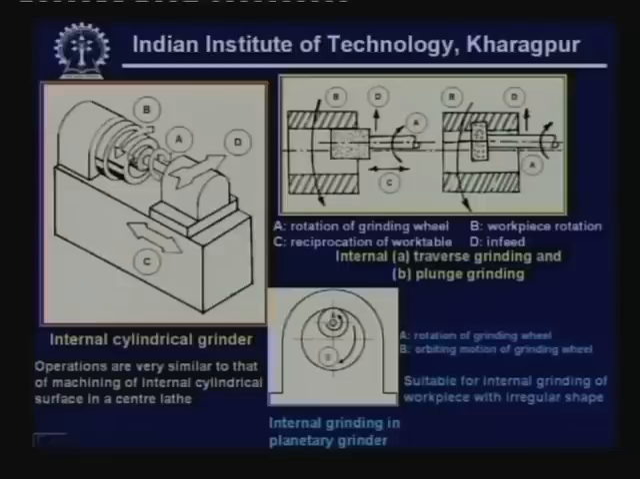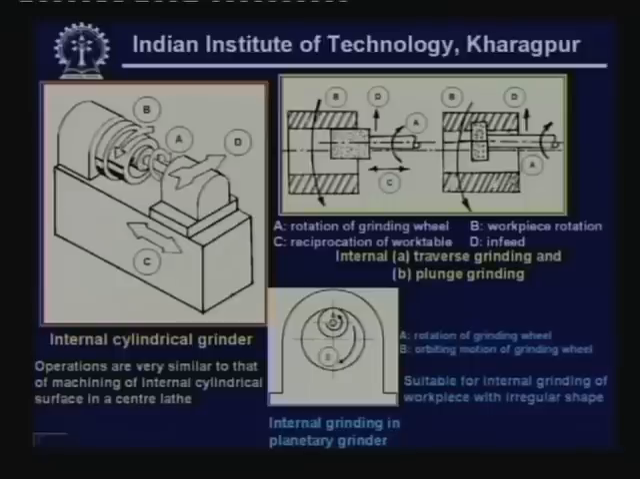Diameter of the wheel may vary from, say, for example, 20 to 25 millimeter to as low as half a millimeter. And that is why to have the proper grinding speed, we need the high RPM on the spindle. Now, in this case also, this reciprocation of the grinding wheel gives us the necessary grinding action over the entire length of the job.